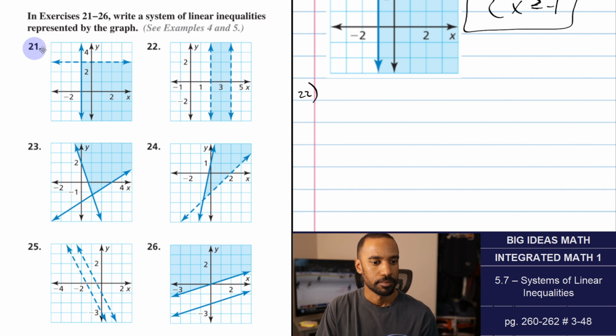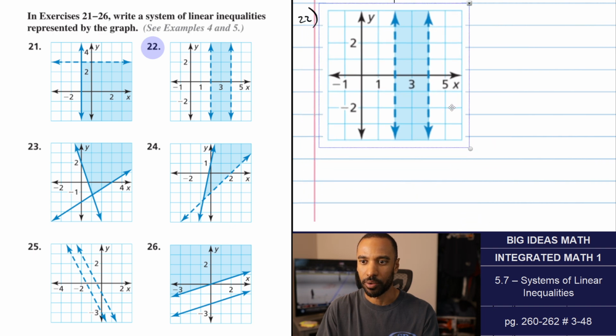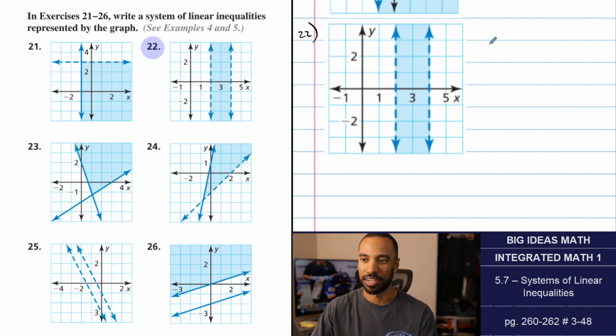Number 22, we have two vertical lines, and we're in between our sets here. Now, writing a system means we're not going to do it as a compound inequality, but I could. I'm going to show that afterward.